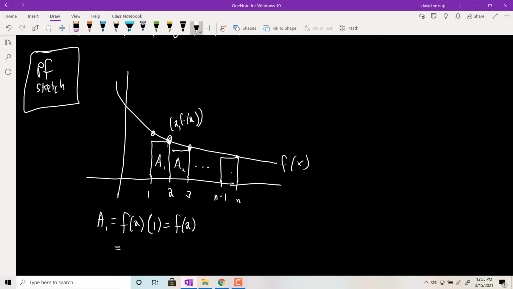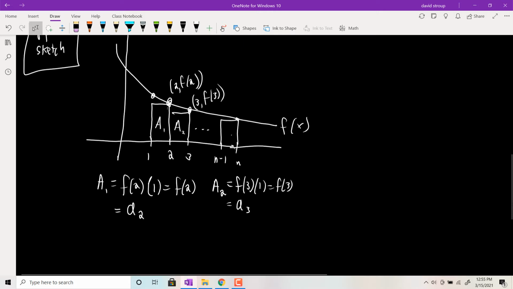But we recall that f of n is equal to a sub n. So you could also rewrite that as a sub 2. And then a sub 2 is f of, this point here is 3 comma f of 3. So a sub 2 is going to be f of 3 times the base. 3 minus 2 is 1. So that'll just be equal to f of 3. And of course, f of 3 is just a sub 3.